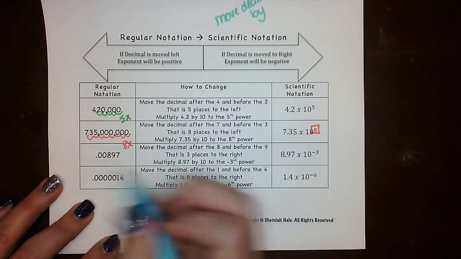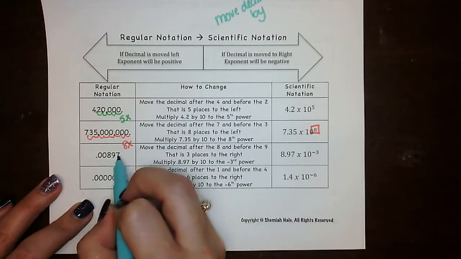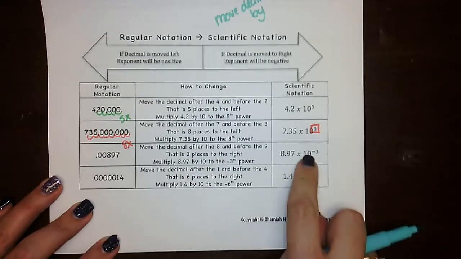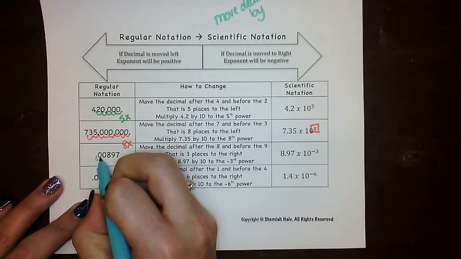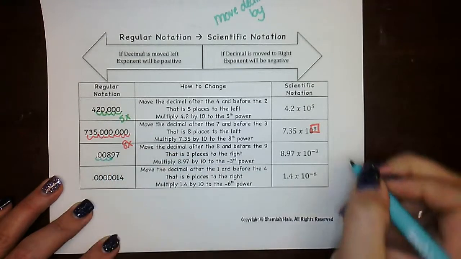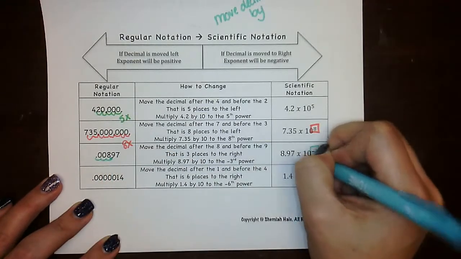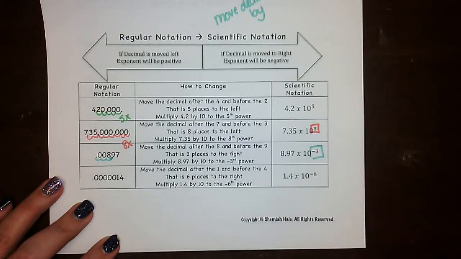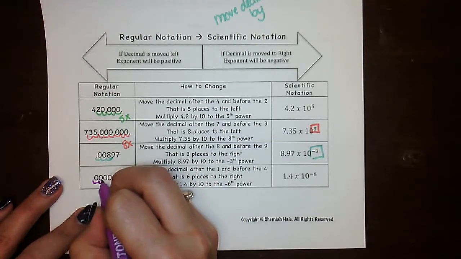For this example, I know that I'm now going to the right. I'm showing that I have a decimal, so it's going to be negative, and we move it over 1, 2, 3 times, so it's to the negative 3rd power. Lastly, do it one more time. 2, 3.